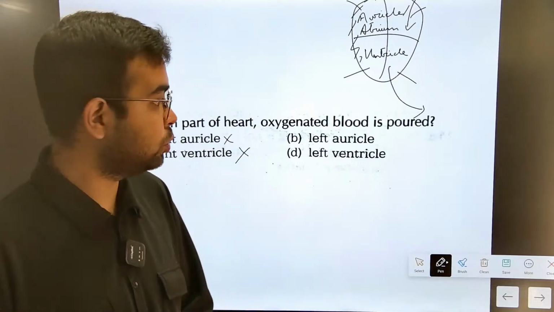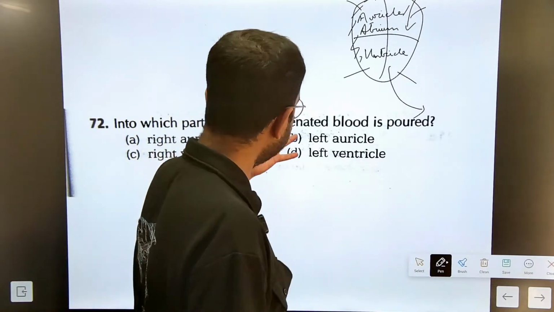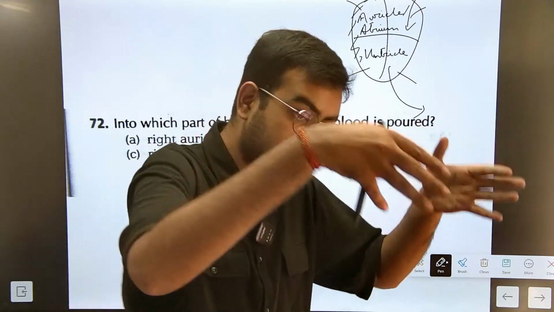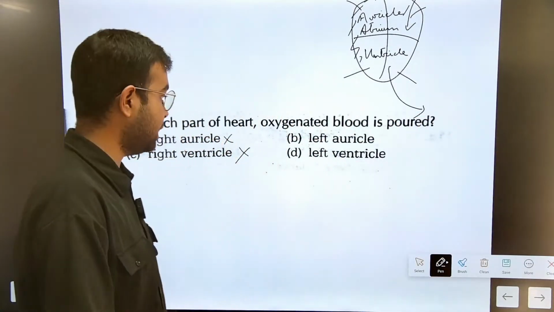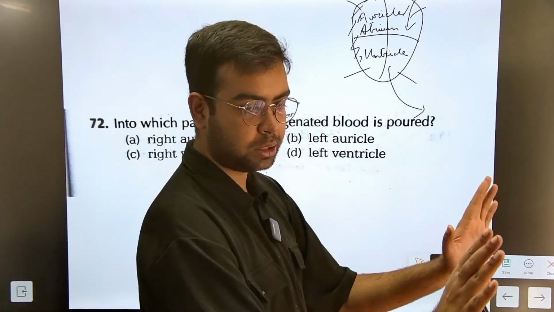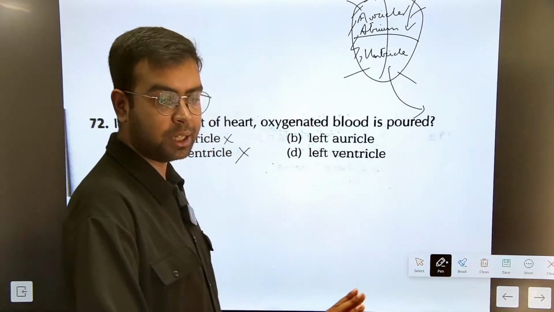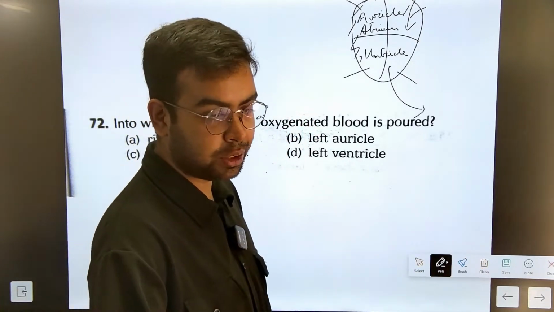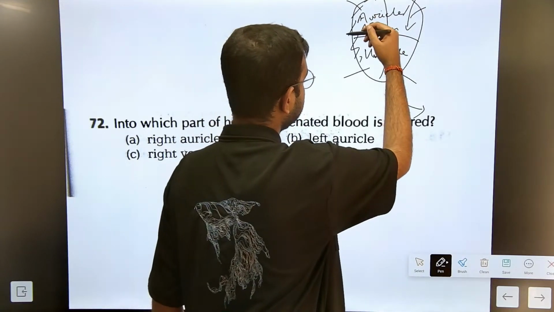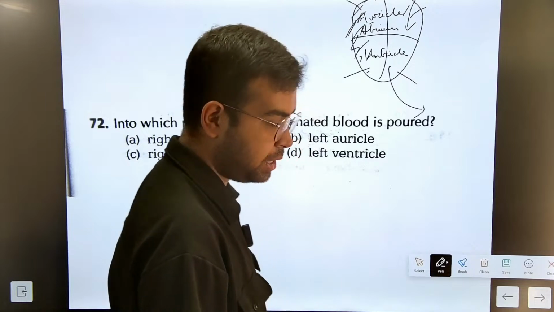Always remember this please. So what is happening here is that the question asks into which part of the heart oxygenated blood is poured in, meaning it is being poured inside. Let's break it into two parts, oxygenated and poured in. First look at oxygenated. Oxygenated means it is on the left side, so the right side is eliminated, because the right side has deoxygenated blood.